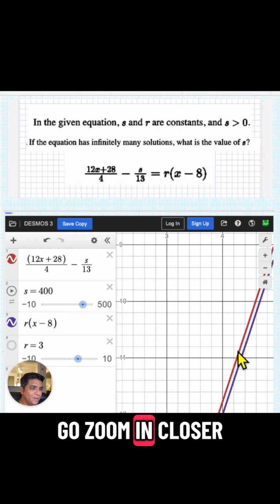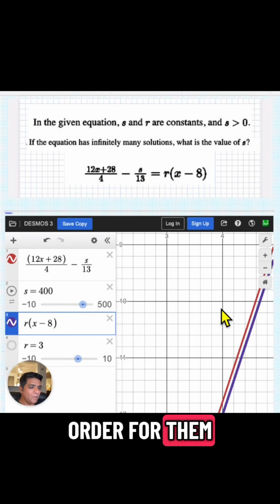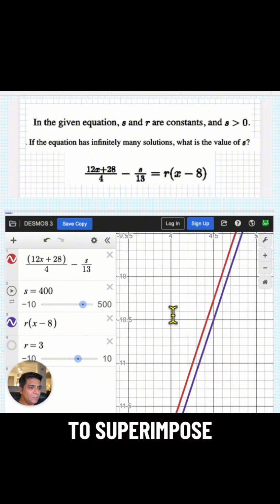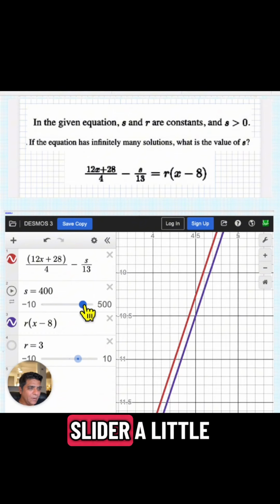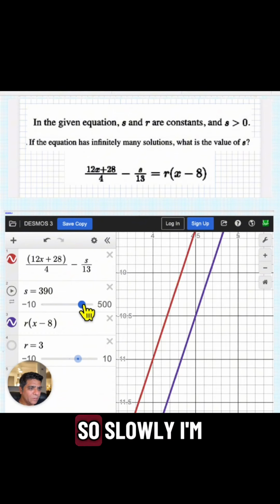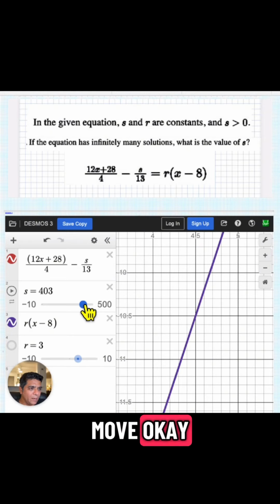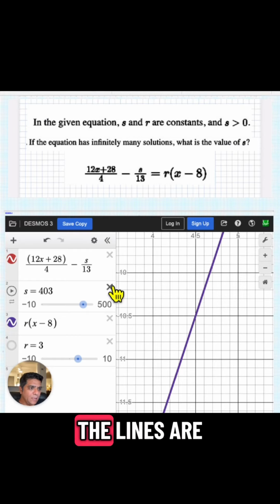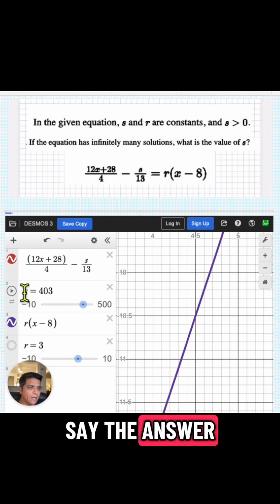So if you zoom in closer, you see in order for them to superimpose, we still have to move the slider a little bit more. So slowly, I'm going to try to, okay, move this. Okay, that went too far. Okay, so it looks like 403 is where the lines are superimposing. So we would say the answer is 403.